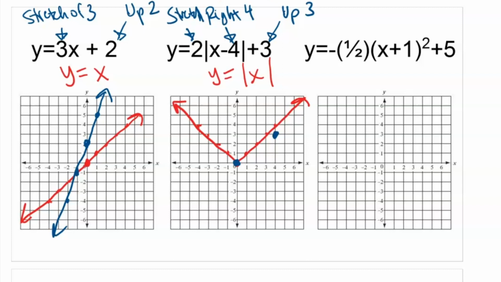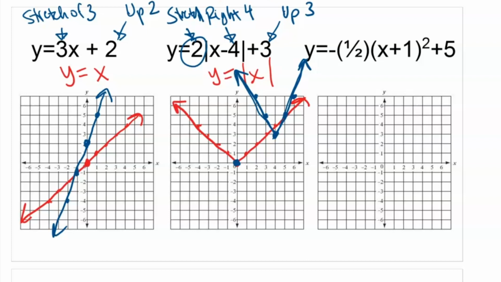And then normally it goes over 1, up 1, over 1, up 1, over 1, up 1. But because of this 2 out front, now it's going to go over 1, up 2, over 1, up 2 on both sides. So now this is our new graph over here. So it moved right 4 and up 3, and we stretched it by a factor of 2.